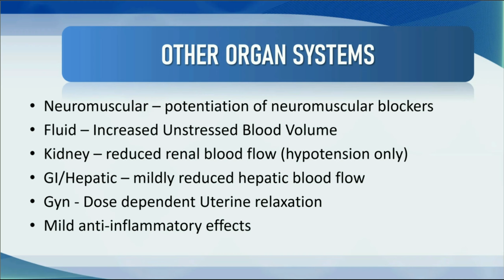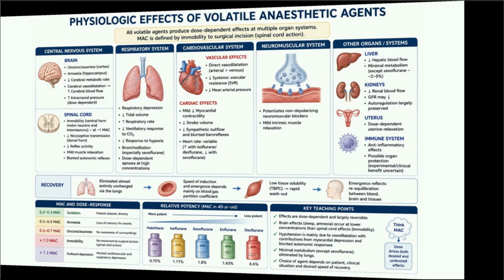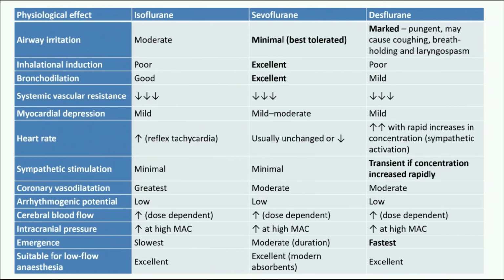If the patient is, for example, an obstetric patient, there is dose dependent uterine relaxation. That is something you need to be aware of if you're giving a volatile agent as a general anesthetic in obstetrics. And the agents may or may not have mild anti-inflammatory effects. So there are lots of different effects of volatile agents on different parts of the body. And if you look at the three agents that we have, there isn't a huge amount of difference between them.